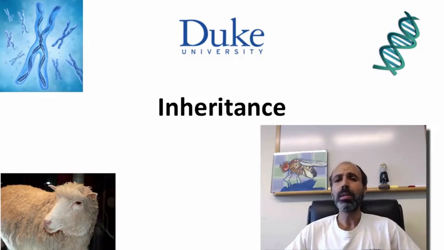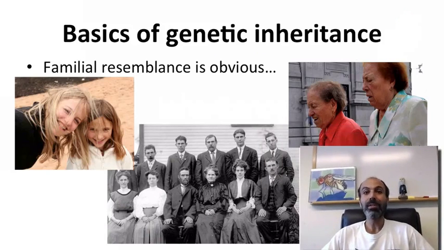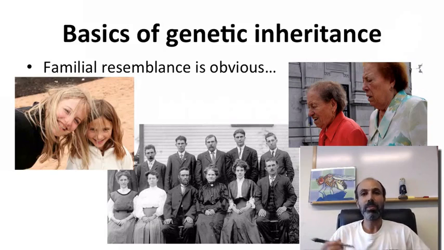How did we know that there's some sort of information being passed on from parents to offspring? Well, the answer is quite simple. If you look around, people tend to look like their parents or their kids. So familial resemblance is obvious, that we all the time see people say, oh, you look far more like your kids than you do relative to somebody else.